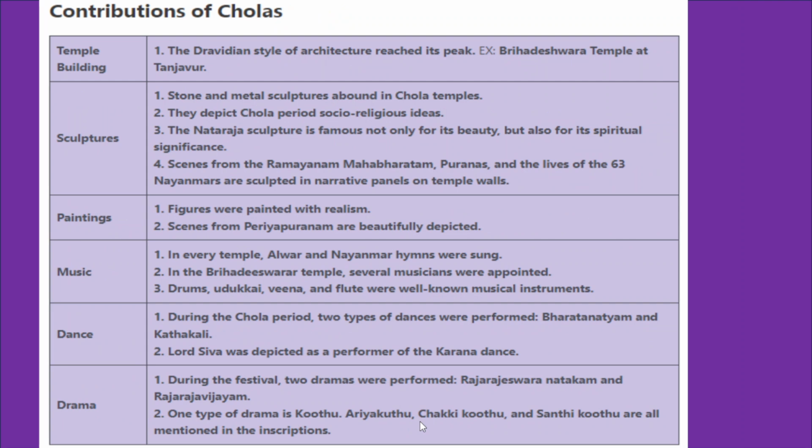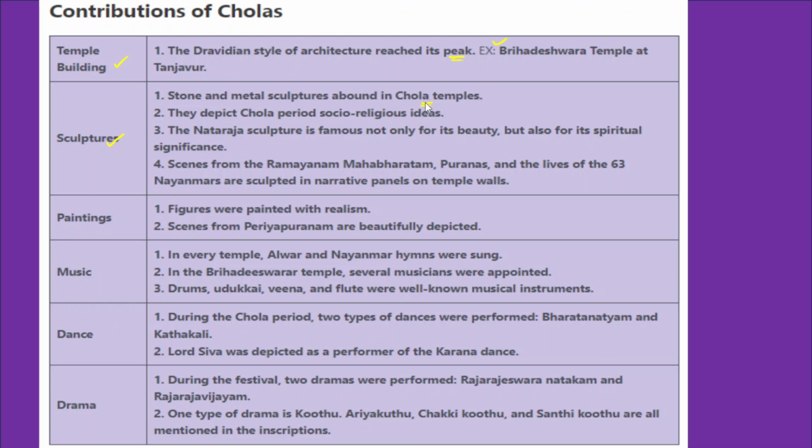Now if you look at the contribution of the Cholas, they also made remarkable contributions in temple building, sculpture, painting, dance, music, everything. In temple building, the Dravidian style of temple architecture reached its peak. For example, the Tanjavur Brihadeshwar temple was built by Rajaraja. Secondly, the sculptures, for example, the bronze sculpture of Nataraja, and the stone and metal sculptures that we find around these Chola temples, were very famous.